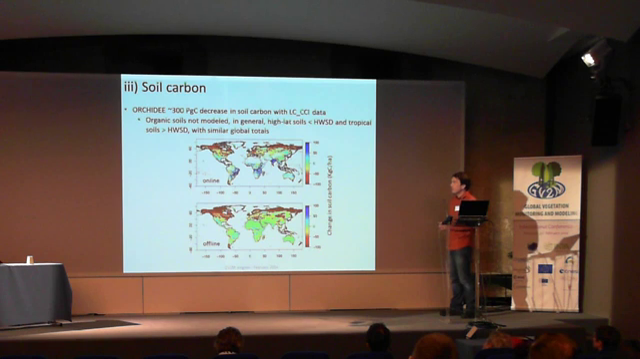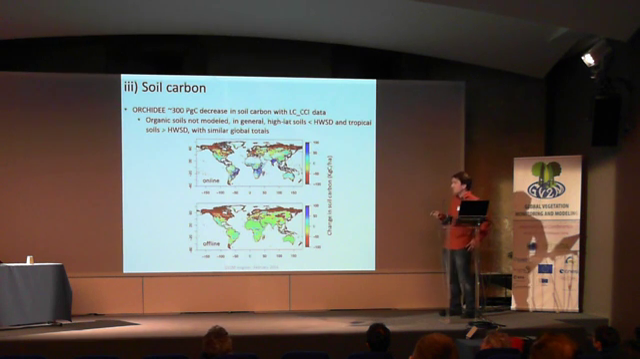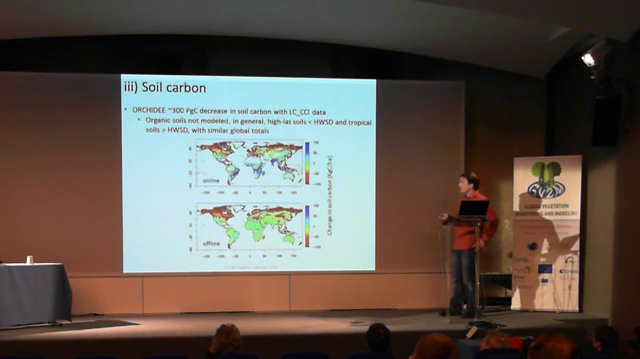For soil carbon, none of the models included permafrost, and compared to the harmonized world soils database, some models include organic soils. Compared to the harmonized world soils database, we tend to have negative bias in all the models.